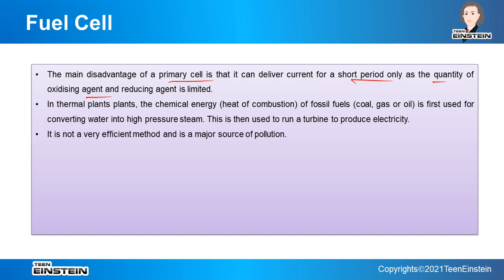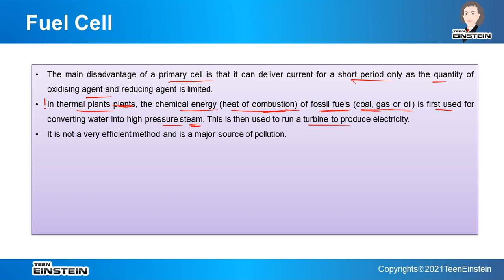And in the case of thermal plants, the chemical energy is the heat of combustion of fossil fuel. Fossil fuel means coal, gas, oil, all these are naturally available, that is why it is called fossil fuel. When these fossil fuels are burnt in air, that means in the presence of oxygen, a combustion reaction takes place, which is highly exothermic in nature, that means a high amount of energy is liberated. This chemical energy is first used for converting water into high pressure steam, and the pressure generated from the steam is used to run a turbine so that electricity can be produced.